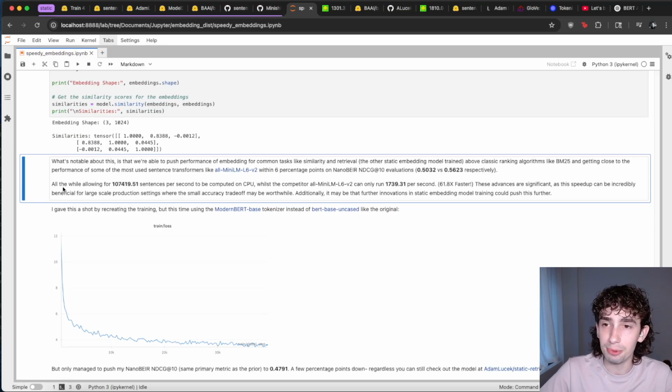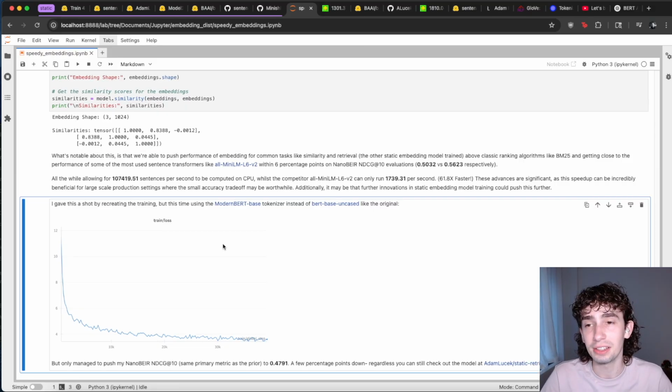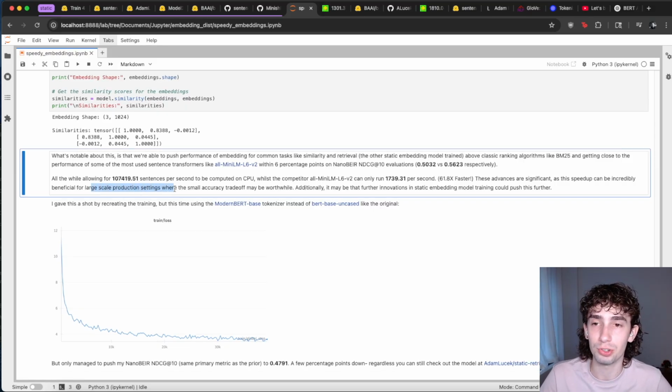And all on top of this, this allows for upwards of 107,000 sentences per second to be computed on CPU from Tom's experimentation. Well, in similar environments, all-MiniLM can only run about 1,739 per second, so increases of up to 62 times speed. Something like this can be incredibly beneficial for large-scale production settings where a small accuracy trade-off may be worthwhile.